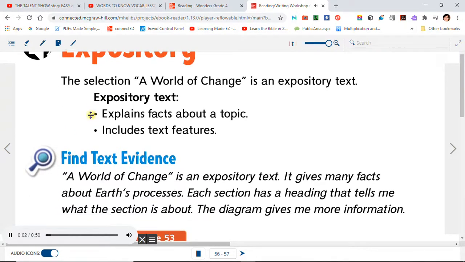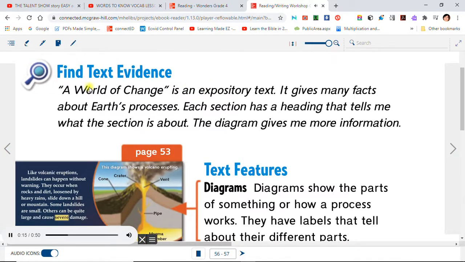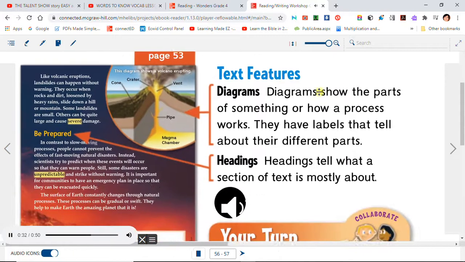Expository. The selection A World of Change is an expository text. Expository text explains facts about a topic. Includes text features. Find text evidence. A World of Change is an expository text. It gives many facts about Earth's processes. Each section has a heading that tells me what the section is about. The diagram gives me more information.